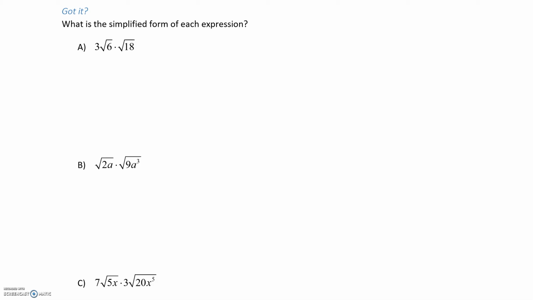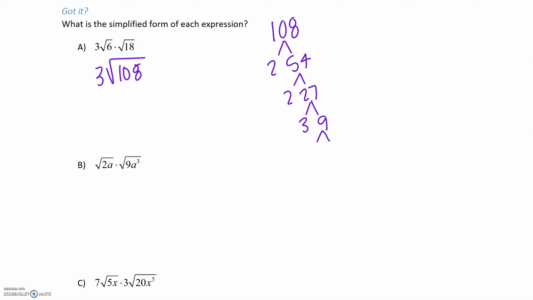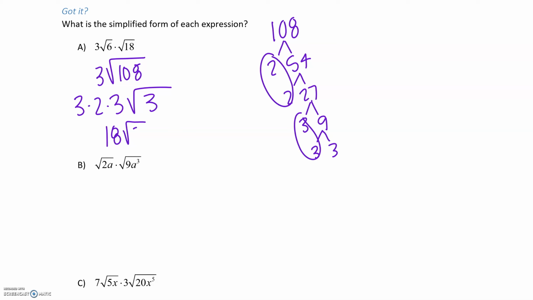So go ahead and start working on the got it problems. If we do this, we're going to have 3 square root of 108. So if we factor 108 out, gives us 2 and 54, 2 and 27, 3 and 9, 3 and 3. So we've got 2 and 3. So we're going to have 3 times 2 times 3. And inside the square root, we've got another 3. So if we do 3 times 2, that gives us 6, times 3 is 18. So we're going to have 18 square roots of 3.